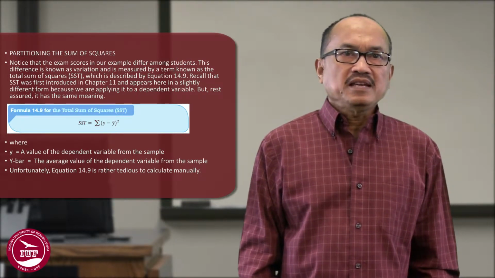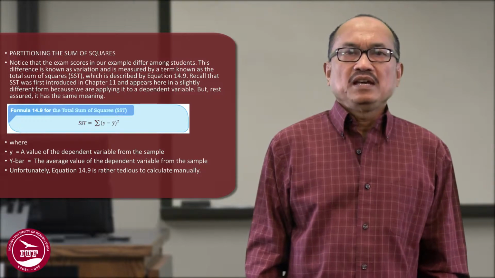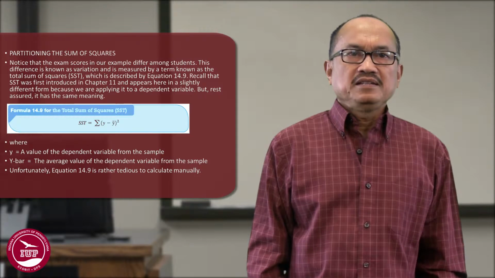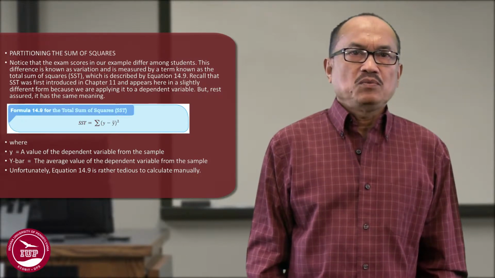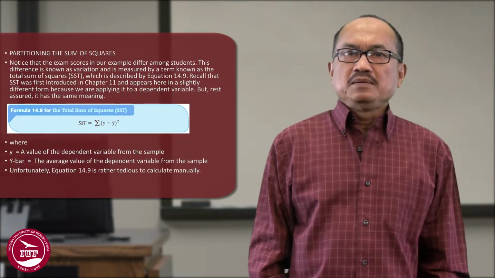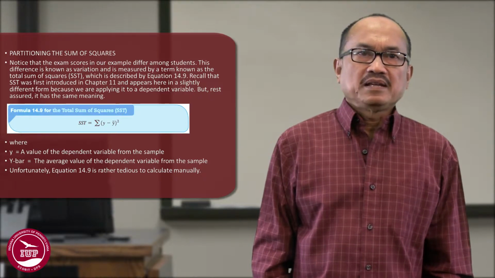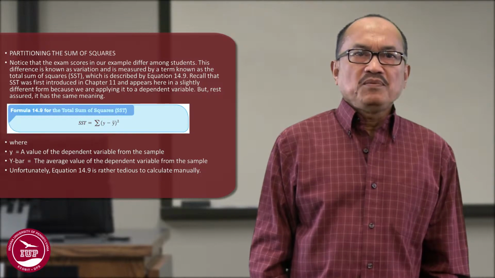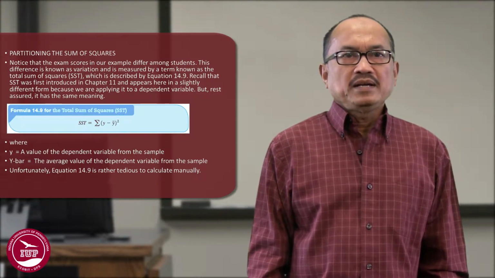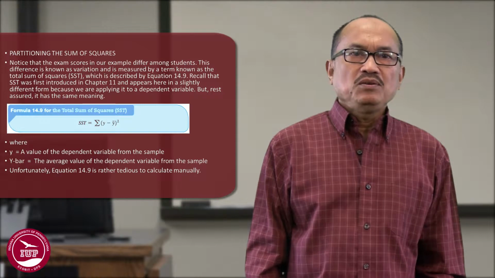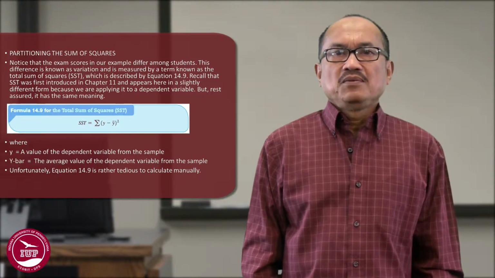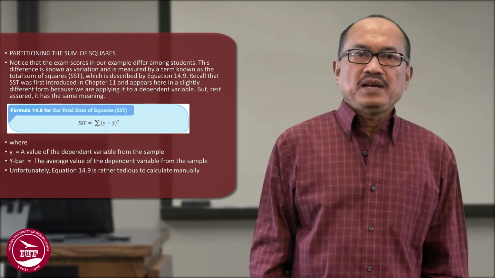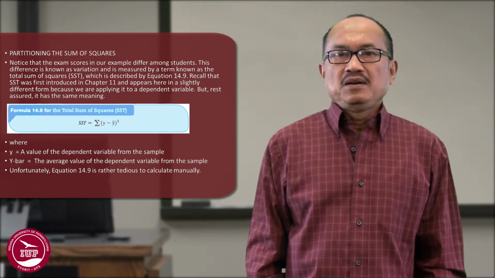Recall that SST was first introduced in chapter 11 and appears here in a slightly different form because we are applying it to a dependent variable. But rest assured, it has the same meaning. In formula 14.9, y is a value of the dependent variable from the sample, and y bar is the average value of the dependent variable from the sample.